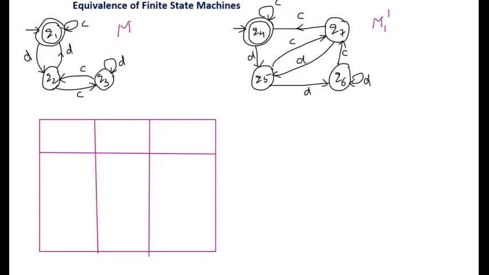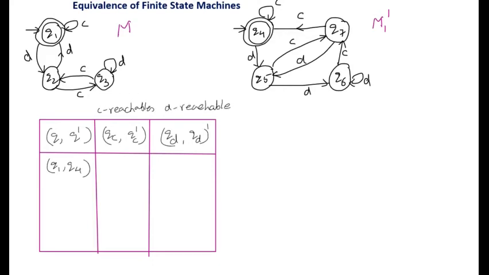Let us see one more example for the equivalence of finite state machines. There are two machines given, M and M dash, with different numbers of states, so we have taken a comparison table with three columns since there are two input alphabet symbols, C and D. The first pair is Q1 and Q4 because Q1 and Q4 are the initial states in M and M dash respectively. The second column represents the C reachable states and the third column represents the D reachable states. So let us start filling the states.